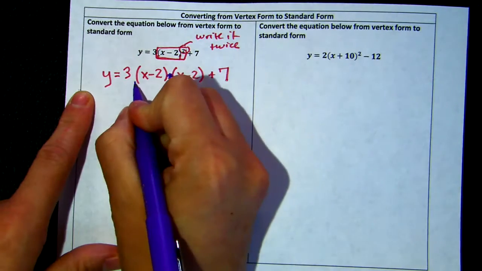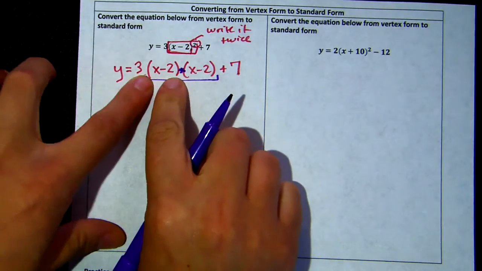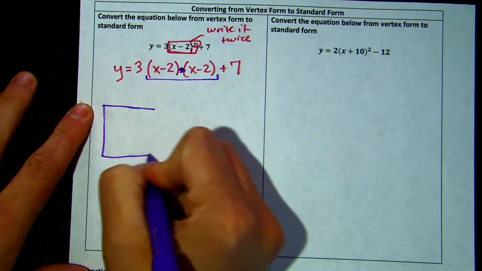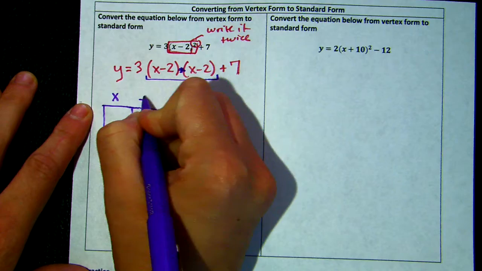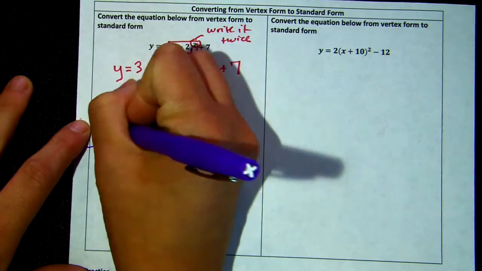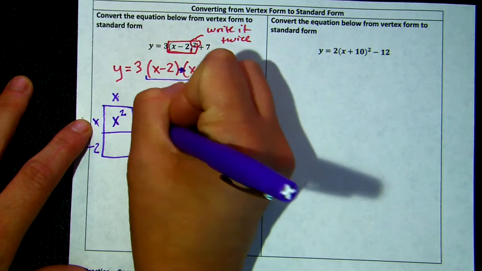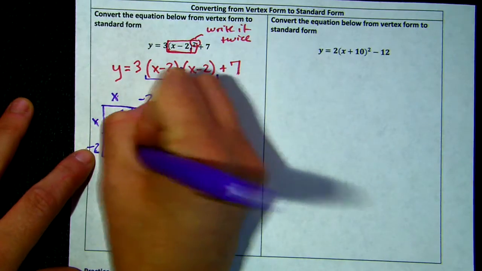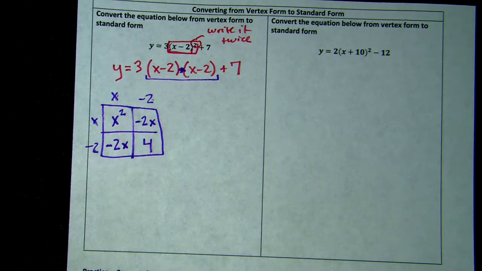So I'm going to take this piece right here and I'm going to box method it out. Because remember, a set of parentheses times another set of parentheses, we use box method. So I'm going to draw my box, x minus 2 along the top, the other x minus 2 along the side. X times x gives me x squared. X times negative 2 gives me negative 2x. Negative 2 times x gives me negative 2x. And negative 2 times negative 2 gives me positive 4.